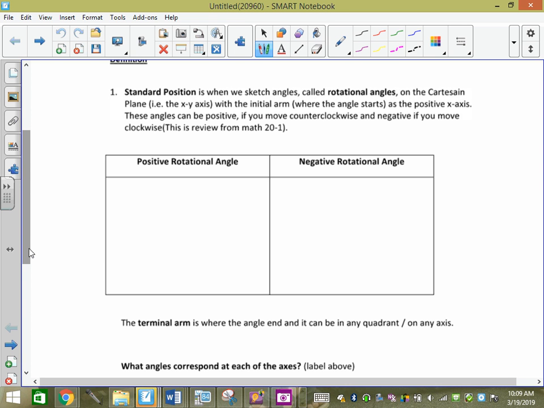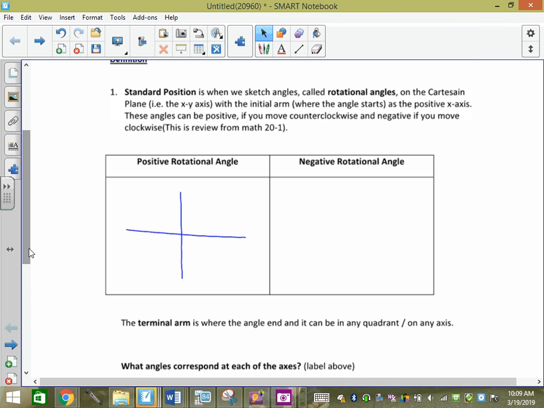the initial arm, where the angle starts at the positive x-axis. These angles can be positive, move counterclockwise, or negative, move clockwise. So last year you would have looked at positive ones. So what I'm going to do is I'm going to label it in degrees for now. So this would be 0 degrees. If it's positive, we go counterclockwise.